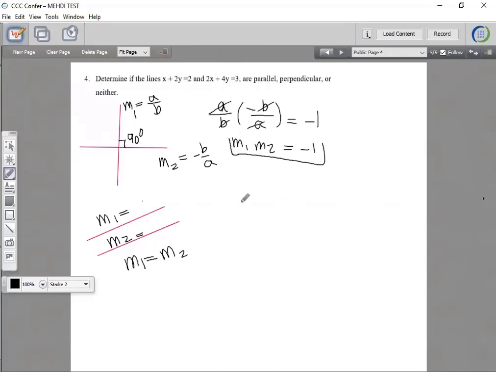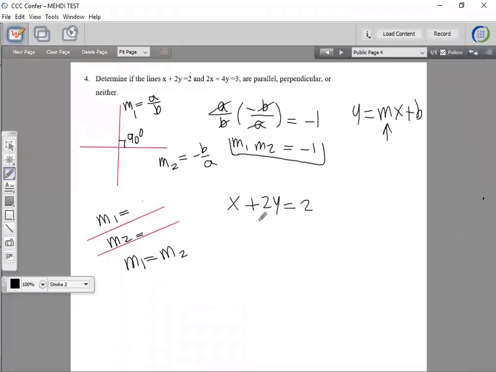So in this case, in order to see whether the lines are parallel, perpendicular, or neither, I need to solve for y to find the slope. By the way, neither would be if there's no relationship. If one slope is 2, the other is 3, they're neither. They are not parallel or perpendicular. So in this case, we have x plus 2y is equal to 2. In order to find the slope of this, I need to solve for y, because I want to get it into the form y is equal to mx plus b. Then the coefficient of x would be your slope.